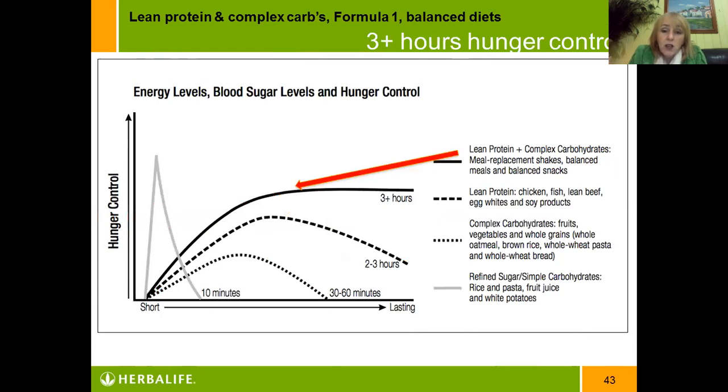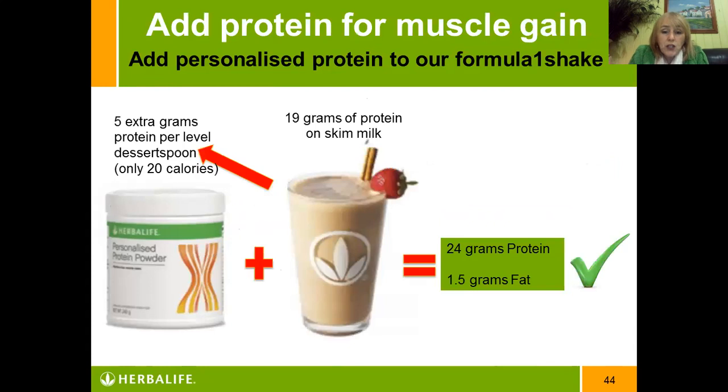The best choice to keep your hunger balanced is combining both of them. And the best combination is our meal replacement shake, because it's all worked out for you. And if you want to add protein for muscle gain on top of your shake, you can add an extra 5 grams of protein per dessert spoon at only 20 calories.